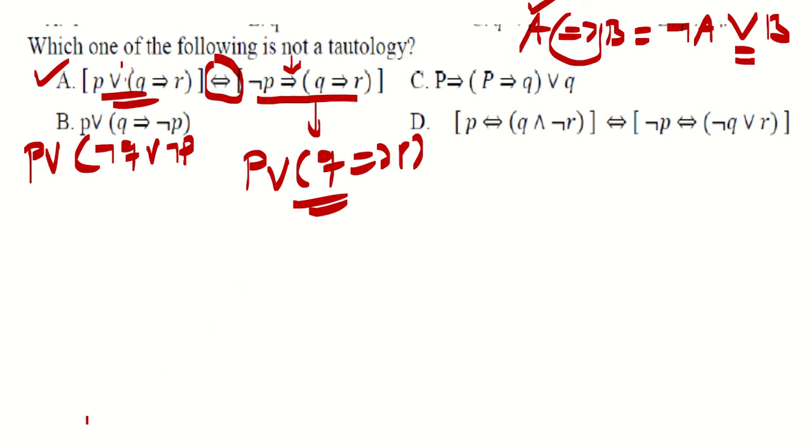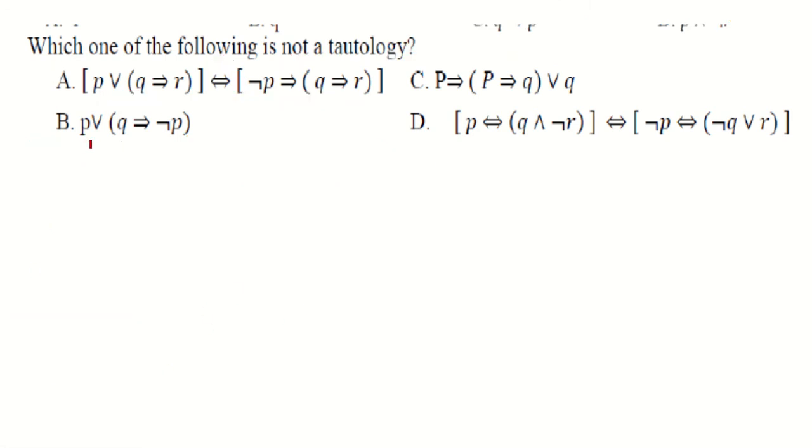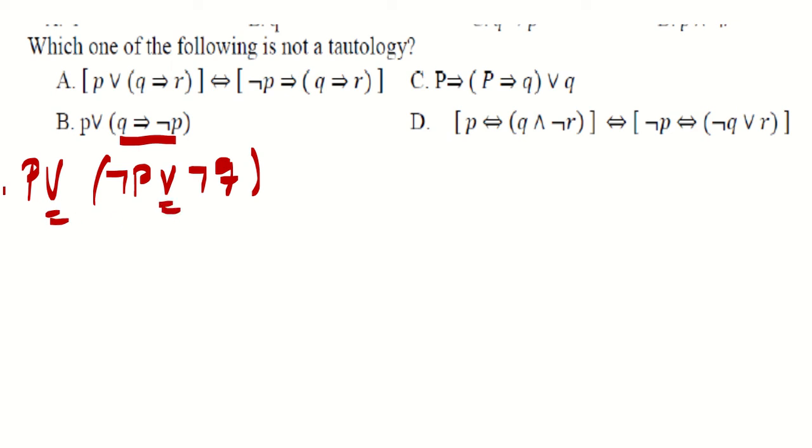Okay, so let's make it clean first. We are talking about B now. Q implies negation P. This means negation P or negation Q. And there is P or here. All of them are or. So we can remove the bracket. P or negation P or negation Q.